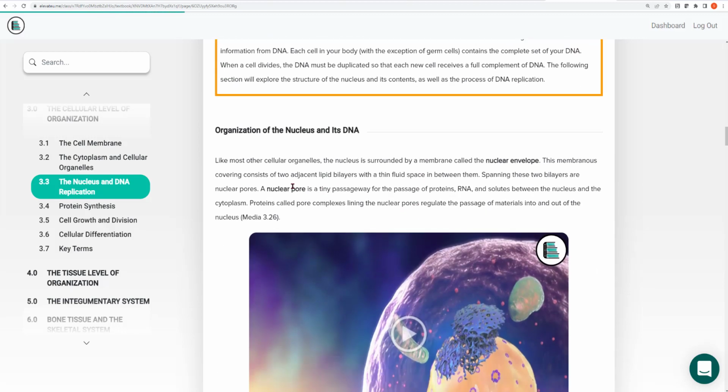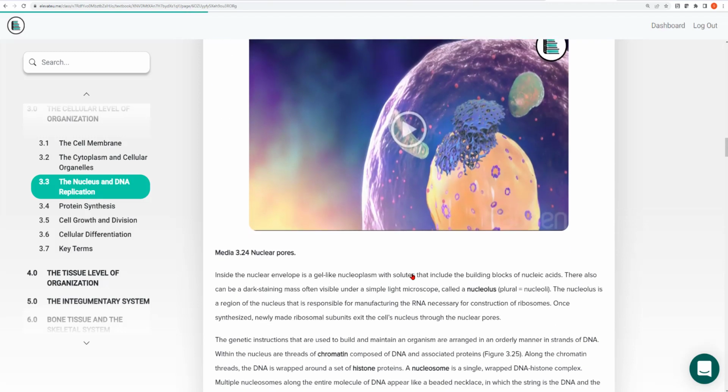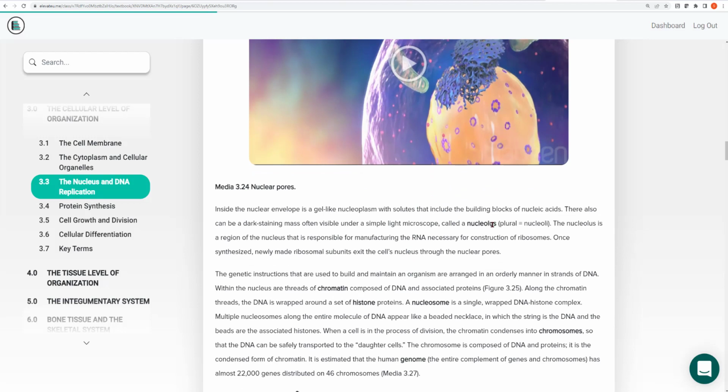The nuclear pore is a passageway for molecules to get into and out of the nucleus. And we'll see the importance of that next time. So I'll remind you about these nuclear pores as we get into protein synthesis. In the center of the nucleus is the nucleolus. Many nucleoli, plural nucleoli.